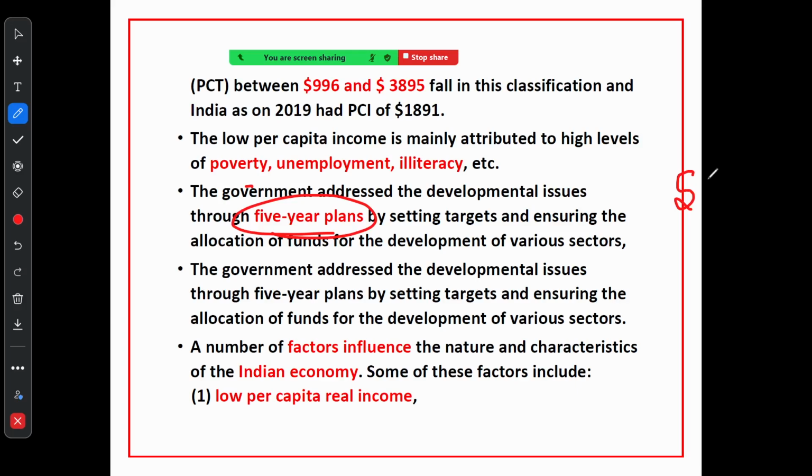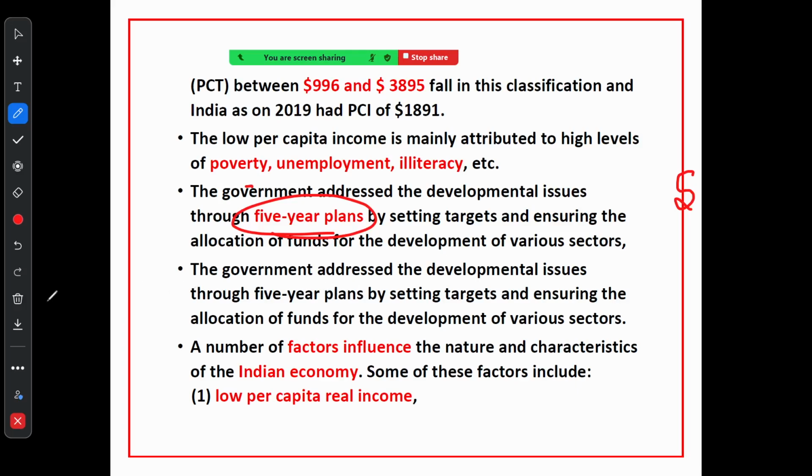Okay, so now let's talk about the Indian economy's woes. The first thing is that a number of factors influence the nature and characteristics of the Indian economy. What are those factors? The first factor is low per capita real income. So let's see the stage. India before independence was a country grappling with immense economic challenges. The economy was primarily agrarian, meaning most people depended on farming for a living. We are talking about India before independence. This agrarian economic dependency, combined with other factors, led to a complex web of problems.